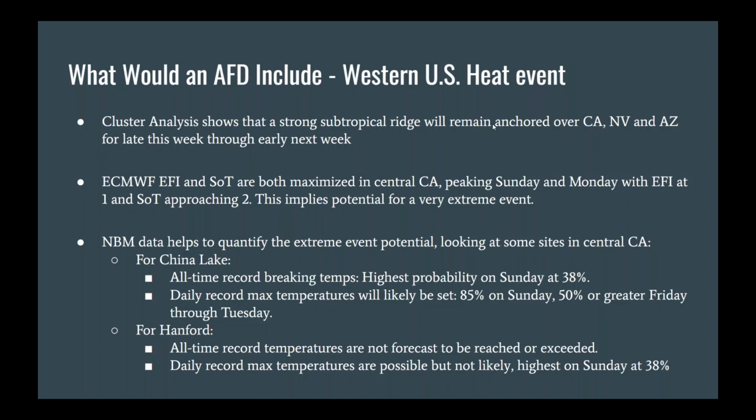We can see that for China Lake, the probability for all-time record-breaking temps is highest on Sunday with 38%, and daily record max temperatures will likely be set with 85% on Sunday, 50% or greater from Friday to Tuesday. For Hanford, all-time record temperatures are not forecast to be reached or exceeded. However, daily record max temperatures are possible, and the highest chance for that is on Sunday at 38%.